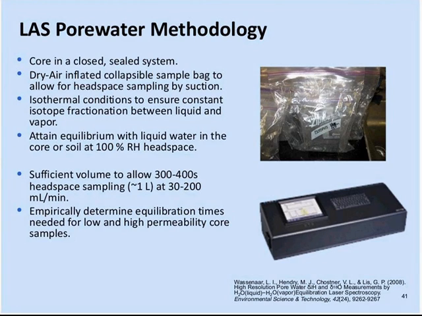Isothermal conditions are ensured so that we know the isotope fractionation factor between the liquid phase and the vapor. And again, we end up with 100% relative humidity in the headspace, which you then can use on your laser. The only trick is that you need to allow enough volume to have about 300 or 400 seconds of headspace sampling at various flow rates ranging between 30 to 200 mils per minute, depending on the instrument that you're using. And of course, you have to empirically determine the equilibration times for low and high permeability cores and soil samples.